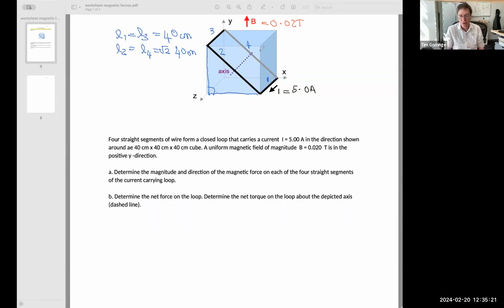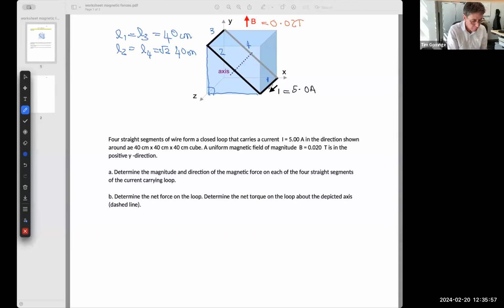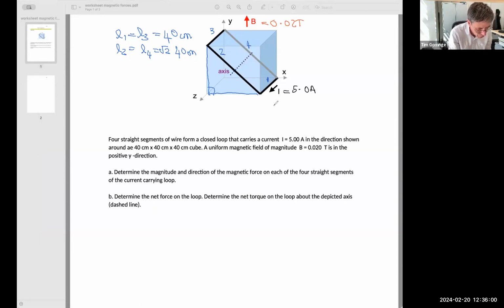And I'm going to figure out the forces on these four sides using the magnetic field equation. The magnetic field equation tells us the force on a current in terms of the current and the length of the wire in which that current is flowing, the magnetic field that current carrying wire is immersed in, and the angle between the direction of the current and the direction of the magnetic field. So let's go through one by one, applying the magnetic field equation to these four straight wires that make up the entire rectangle. So I'm going to start with wire number one.